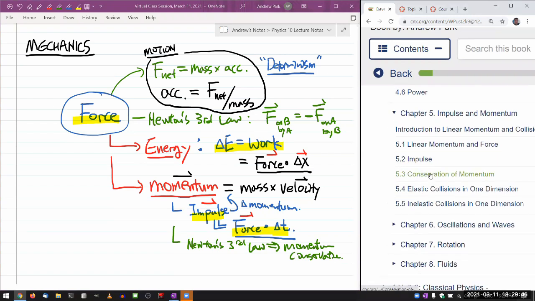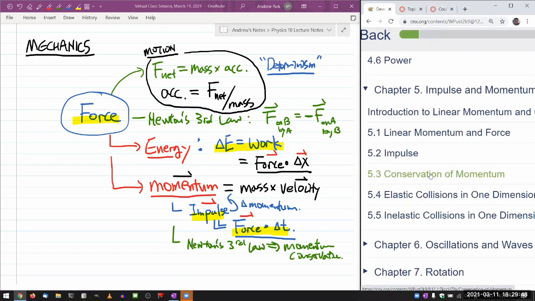The conservation of momentum. We looked at how the impulse due to action force and reaction force within a system cancel out and give you no net change in momentum. Okay, I see a question in the chat.